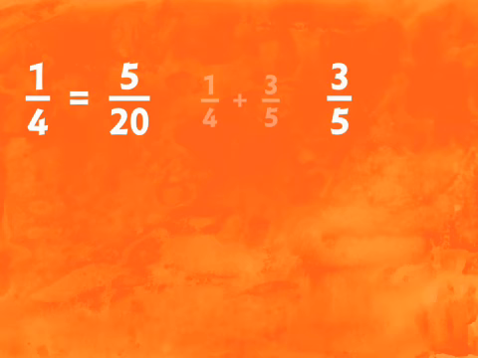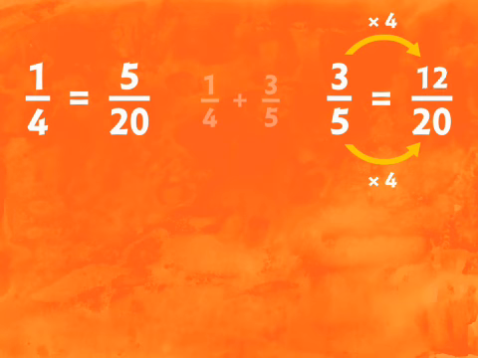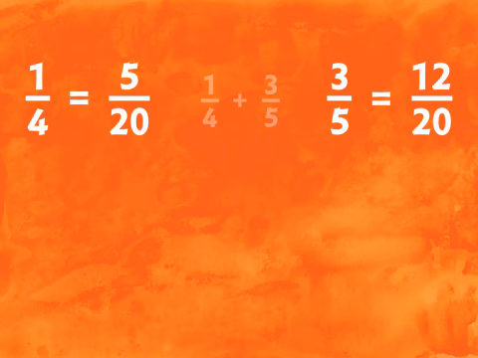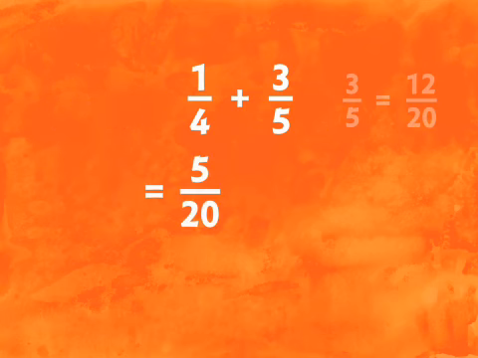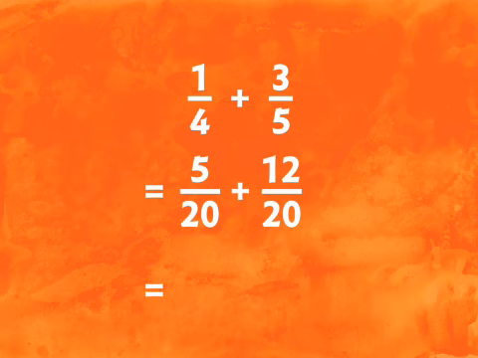Let's look at 3/5. 5 times what number is 20? 5 times 4 is 20. 3 times 4 is 12. So 3/5 is equivalent to 12/20. Now let's add. 1/4 plus 3/5 is the same as 5/20 plus 12/20, which equals 17/20.